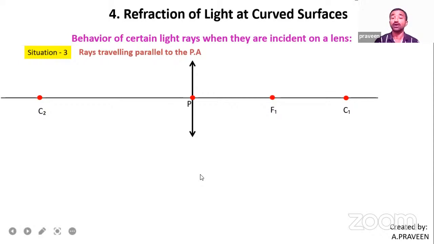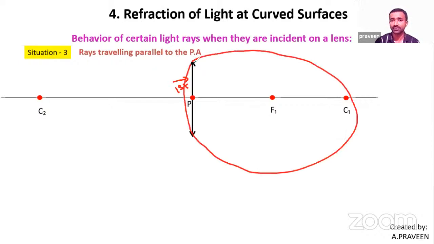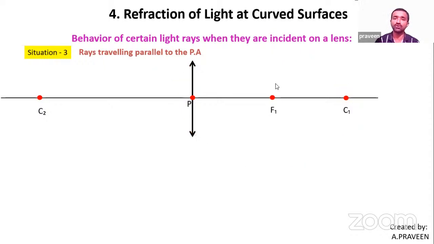Identify their focus F1. Why am I taking focus F1 on the right side here? See, from left to right we are considering. This is the first surface. So for the first surface, we have its radius on the right side. That's why I'm showing you the right side. It is focal point 1, F1. F2 is automatically on the left side.